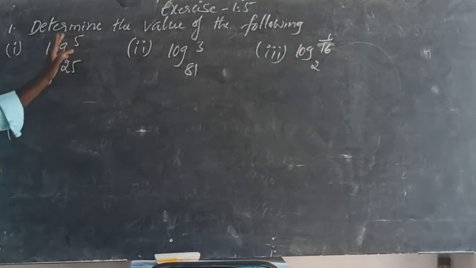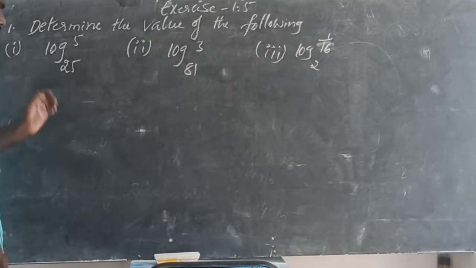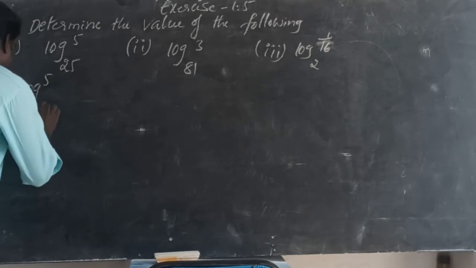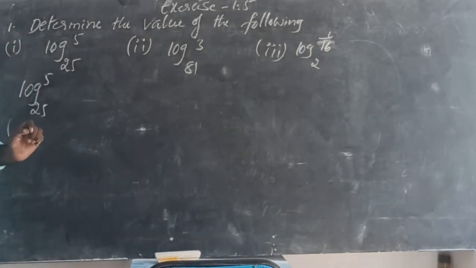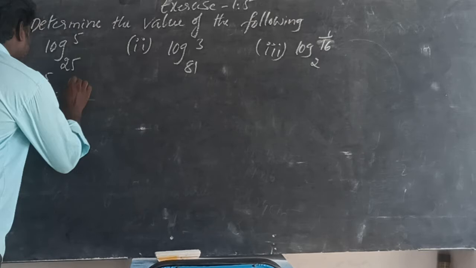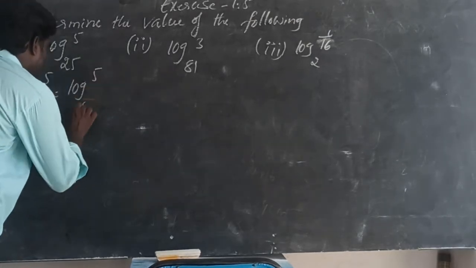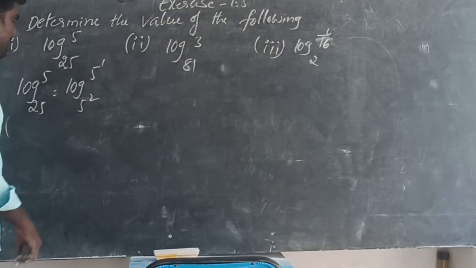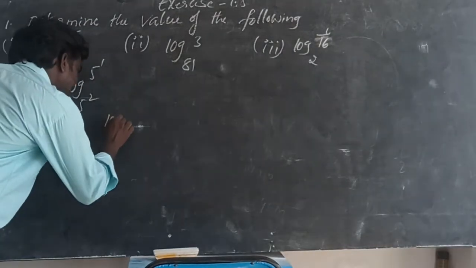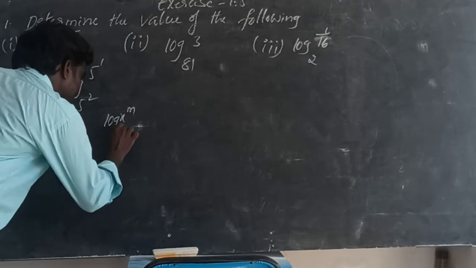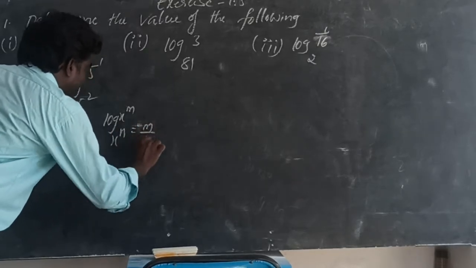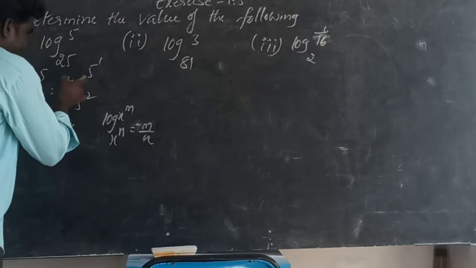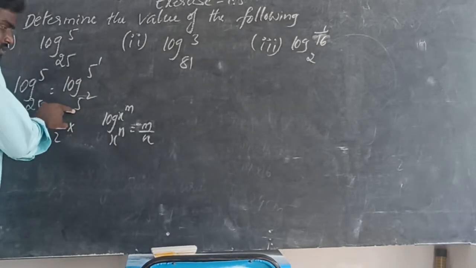First one, log 5 base 25. How can we write 25? 5 into 5 is 25. So that means 5 squared, that is log 5 base 5 square. 5 power is how much? 1. Here the formula is: log x power m base x power n is equal to m by n. That is equal to 1 by 2 into, here the base is 5, and the base is also the same, 5.